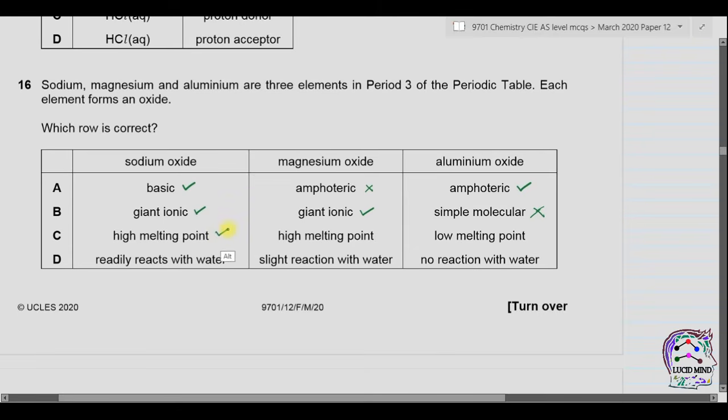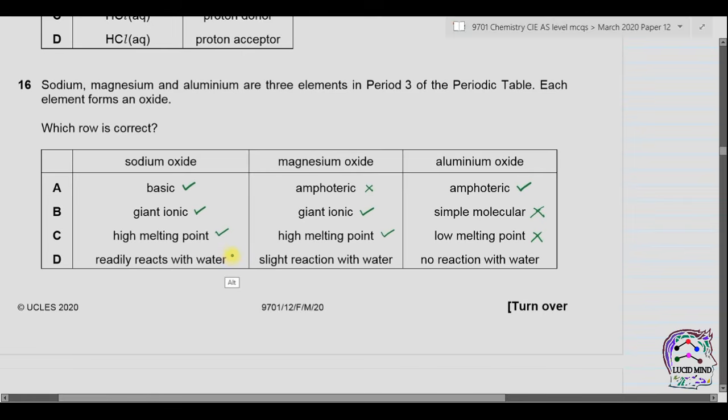Now sodium oxide has a high melting point. Obviously, when the structure is giant ionic, the melting point should also be high. Same for magnesium oxide, the melting point is high. But it says a low melting point, so this is wrong because aluminum oxide is also giant ionic and the melting point is very high.